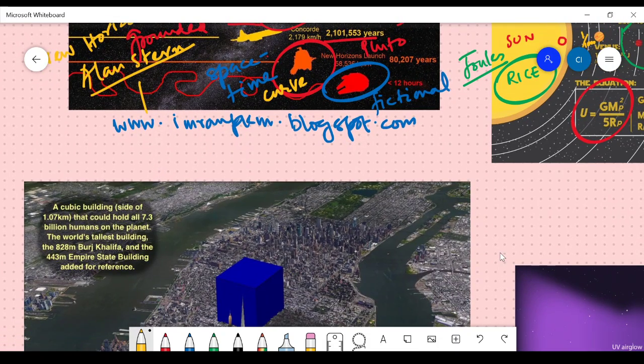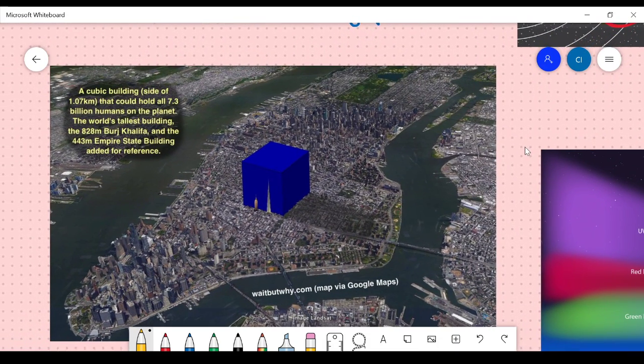And the next graph is a cubic building with a side of about 107 kilometers, 1.07 km, that could hold all 7.3 billion people on the planet. The world's tallest building is shown for reference. Here is the world's tallest building, and here you have the Burj Khalifa.